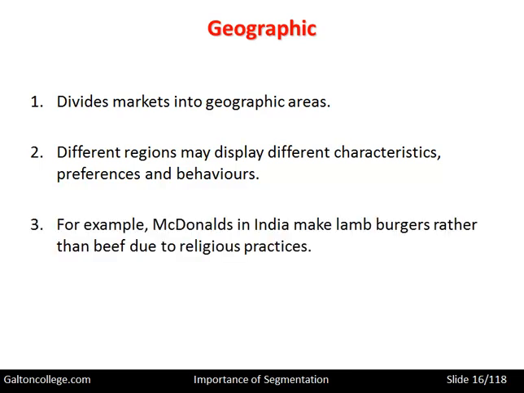For example, McDonald's in India make lamb burgers rather than beef due to religious practices. So companies must refine their activity according to the characteristics of the customers, according to the requirements of the customers. It's pointless for a company to make a product and not take the customers into account, because the product will not be sold and the company will lose and go out of business. So it's important to identify the requirements of the customers, and generally speaking, this can come in terms of segments.